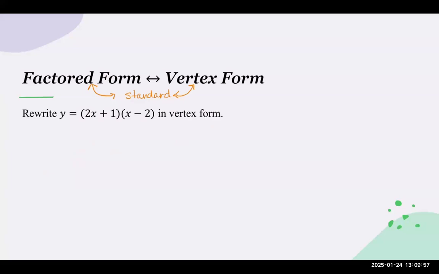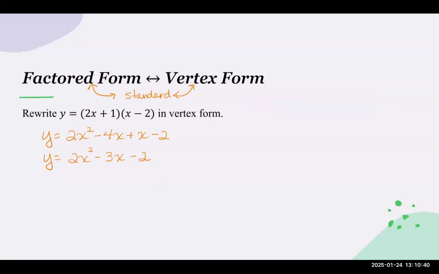Okay, so if I want to change this example, where I've got a factored form of 2x plus 1 times x minus 2, into vertex form, the first thing I need to do is to FOIL. So 2x times x will be a 2x squared. Our outsides give us a -4x and a positive 1x. For the lasts, we've got a -2. So y equals 2x squared minus 3x minus 2.